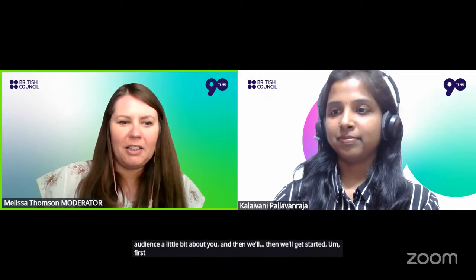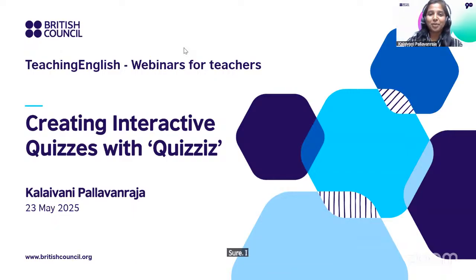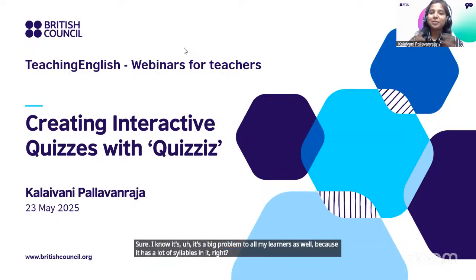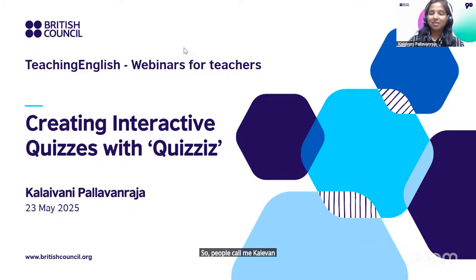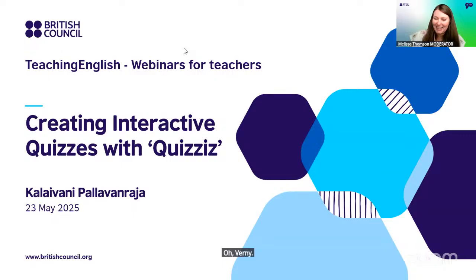Firstly, Kalaivani, I forgot to ask you how to pronounce your surname, so maybe you can say it for me. Sure. I know it's a big problem to all my learners as well because it has a lot of syllables in it, right? So people call me Kalaivani Pallavanraja, but everyone calls me just Vani. So feel free to call me Vani. Vani. Okay, great. Thank you.